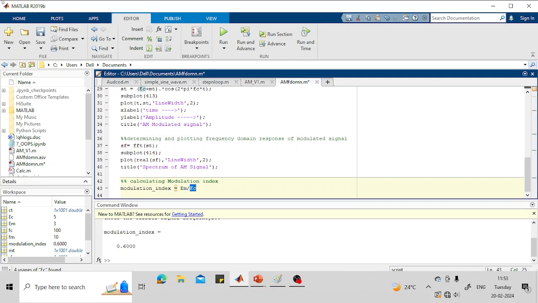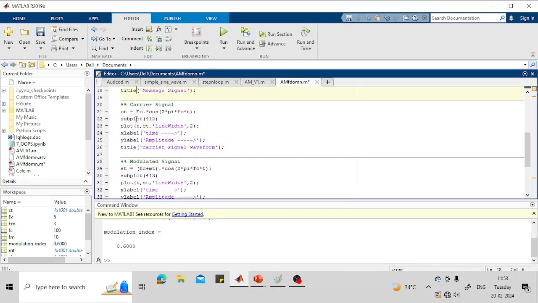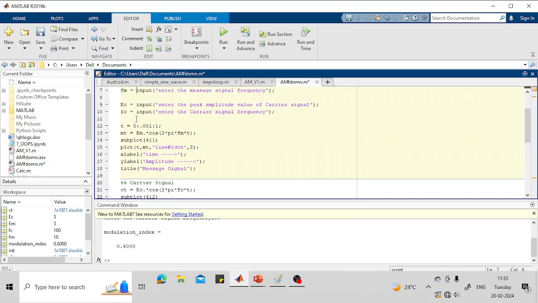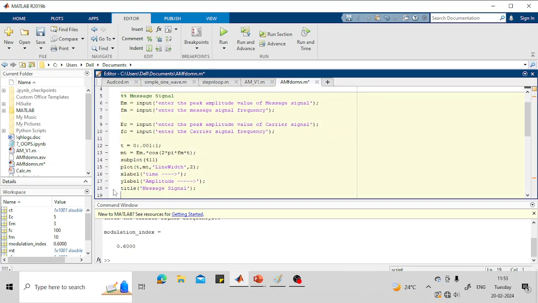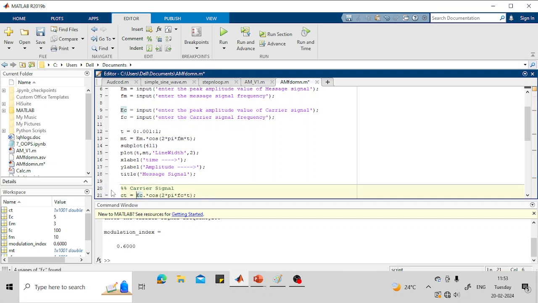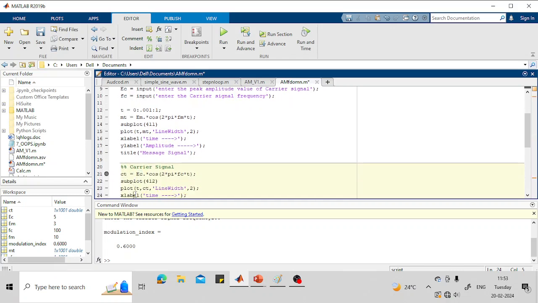Shall we move to running this code? I would like to run this code with a breakpoint, so that it will be easy for us to digest well. Let us observe where I can put the breakpoint. I feel after message signal plotting, I would like to give one breakpoint, and then after carrier signal, like that, for all the four different signals I would like to take one breakpoint. So up to here first breakpoint, and I'll move to the next.